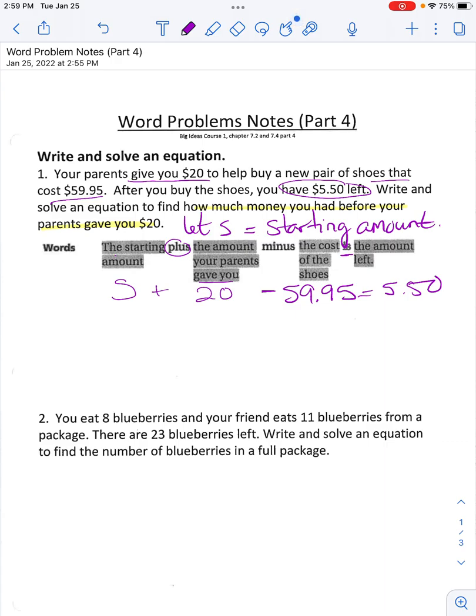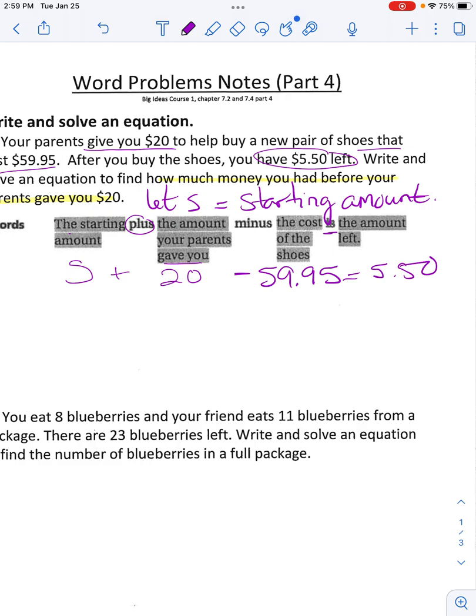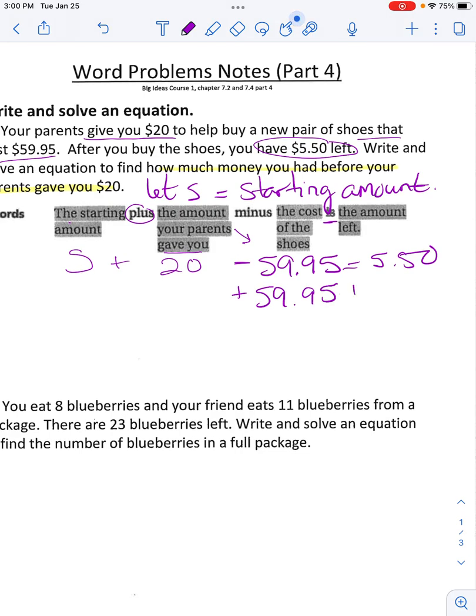Okay, remember inverse operation. The first thing we want to do is talk about this $59.95. That's what the shoes cost. It says minus $59.95 because we bought them. We had to pay for them, so we're subtracting it. To solve or to undo the minus $59.95, do the inverse just like we did prior to this lesson and add $59.95 to both sides. And that'll take care of the $59.95.